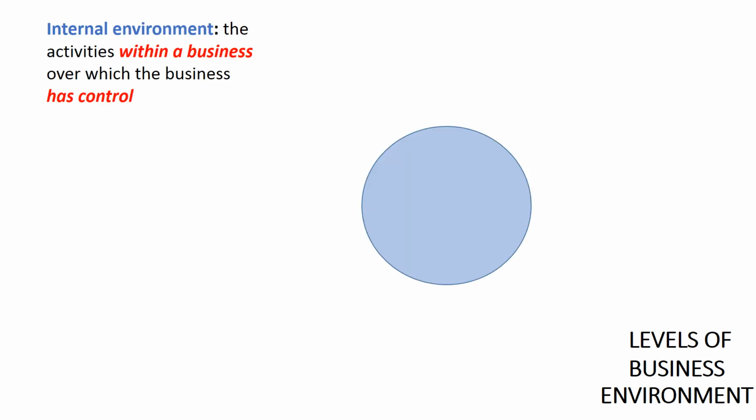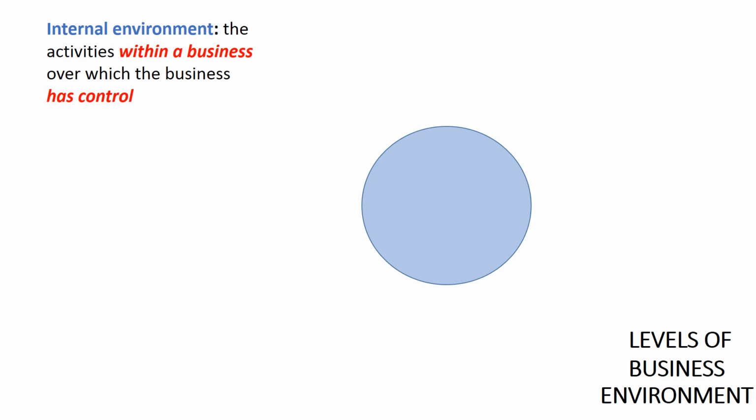Instead, they operate in an environment which is populated by the stakeholders of the business. This environment has 3 levels. The first level of the environment in which a business operates is the internal environment. The internal environment refers to the activities within a business over which the business has control.